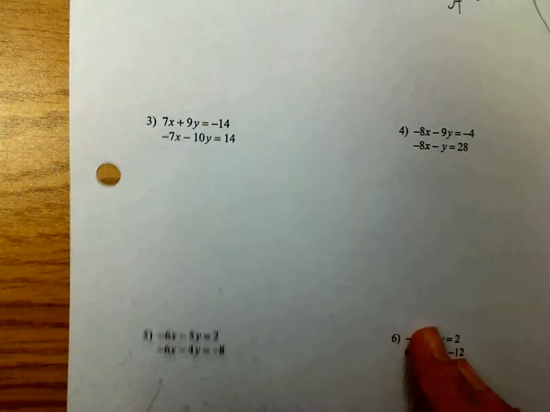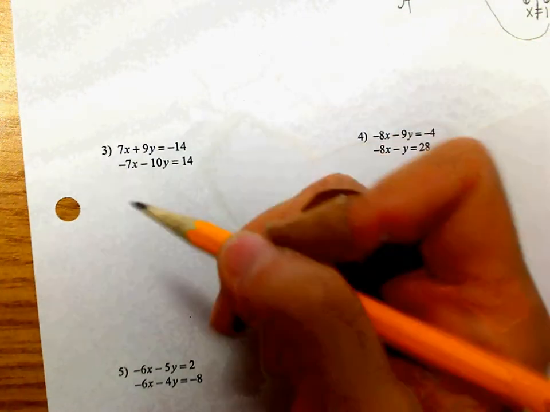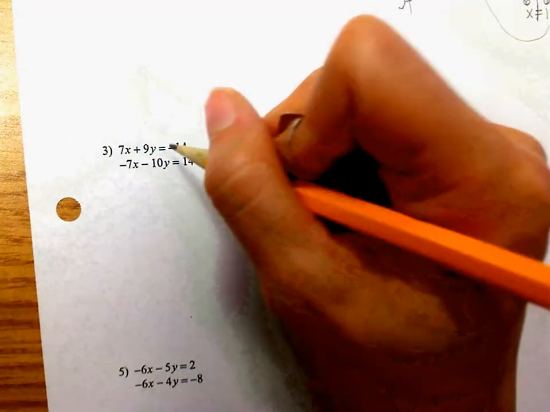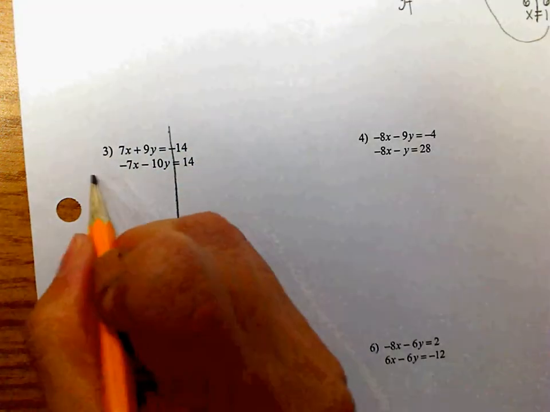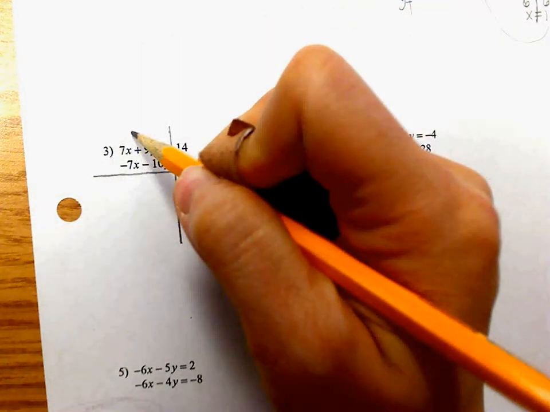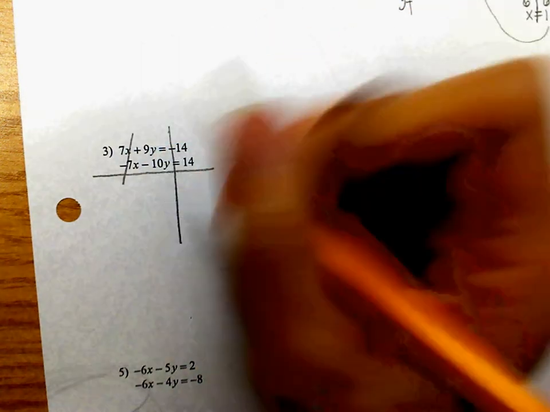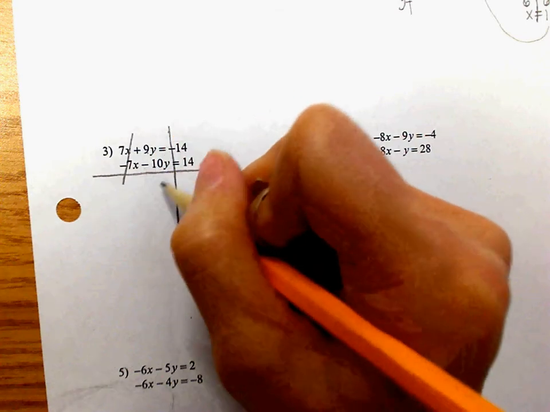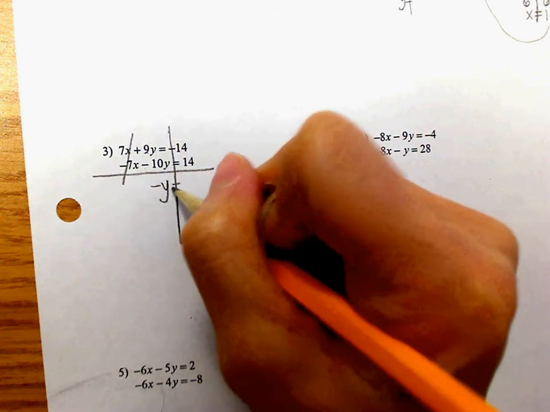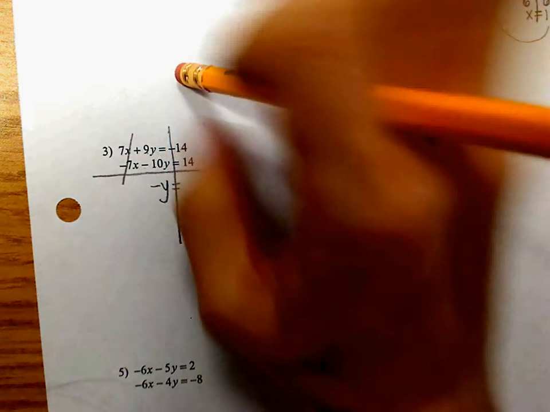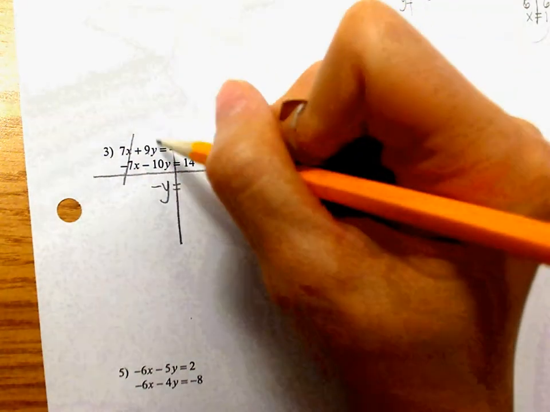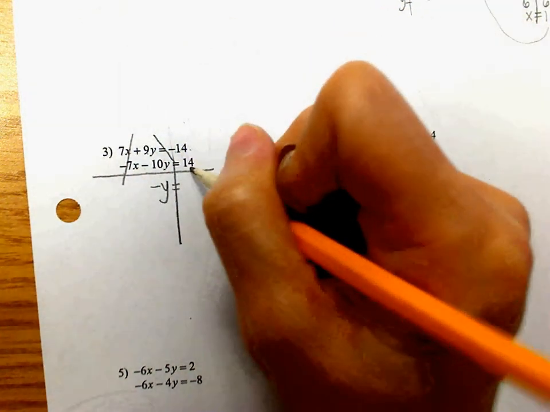Okay, number 3. Once again, see if you can do this on your own. I'm going to go ahead and draw my line. Look for any ones that already eliminate. The x is already eliminated, so let me solve for y. 9y minus 10y is negative 1y. And then 14, oh, that's a negative 14. I don't want to get that confused. Negative 14 plus 14 is 0.